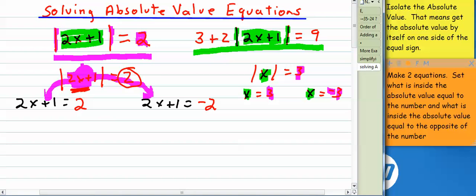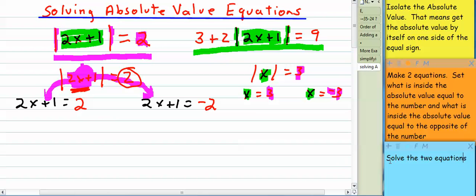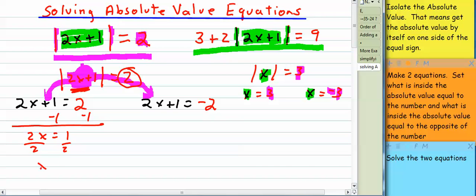We then solve the two equations. Now it's just like we've been doing. We solve the two equations. Subtract 1, 2x equals 1, divide by 2, divide by 2, we get x equals 1/2. Same process, different result. Subtract 1, 2x equals negative 3, divide by 2, divide by 2, x equals negative 3/2.